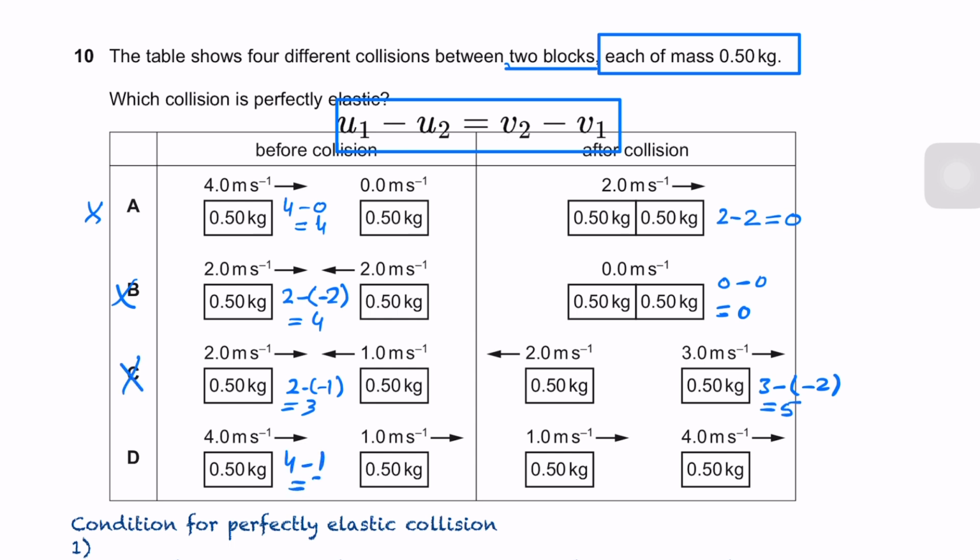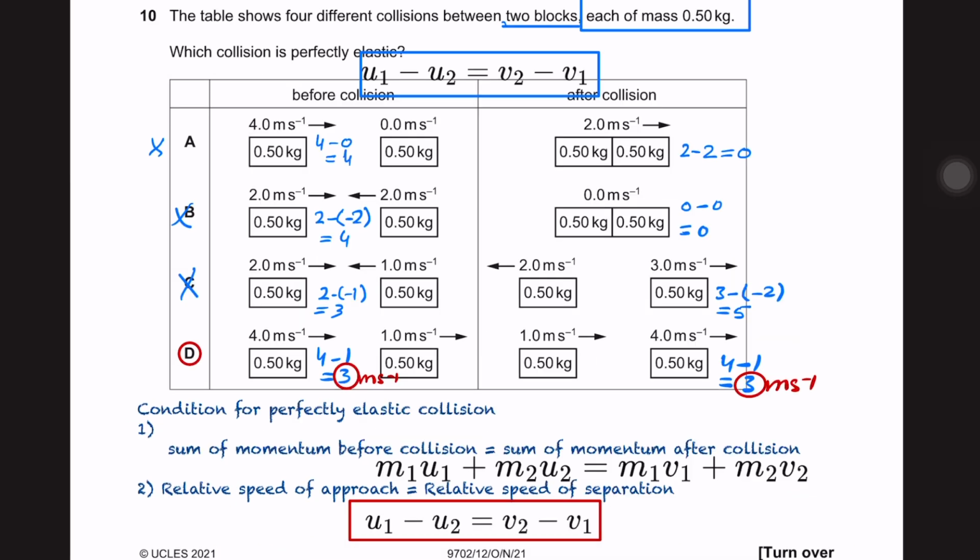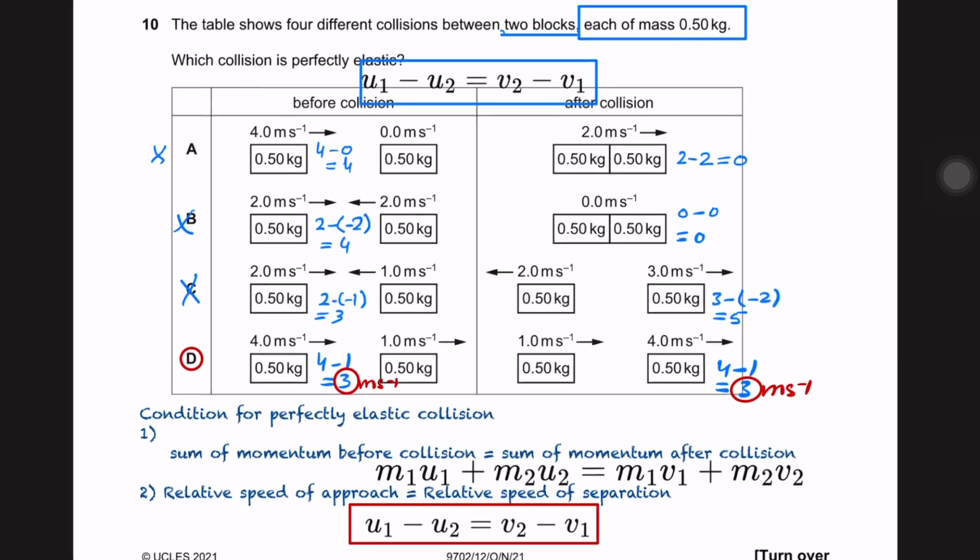Option D. 4 minus 1. That is equal to 3. And v2 minus v1: 4 minus 1 again. That is also equal to 3. So on either side you have relative speed of approach equal to relative speed of separation. So option D represents perfectly elastic collision.